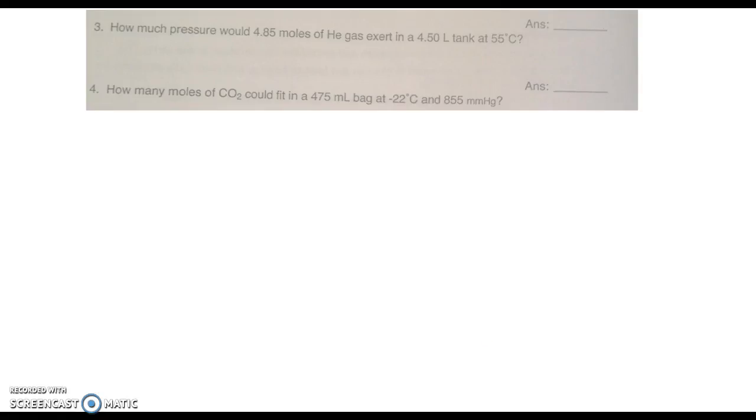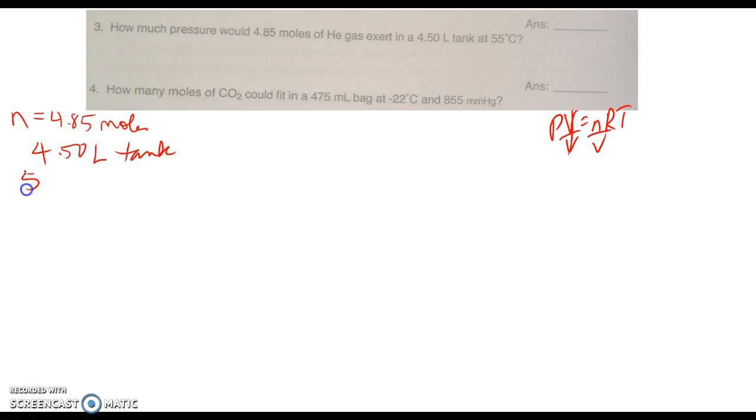All right, now how much pressure? So if we have PV equals nRT, we would divide by volume on both sides to get pressure, right? So now we have n equals 4.85 moles, a 4.50 liter tank at 55 degrees C, so let's add 273 to that. So 328 Kelvin, right?